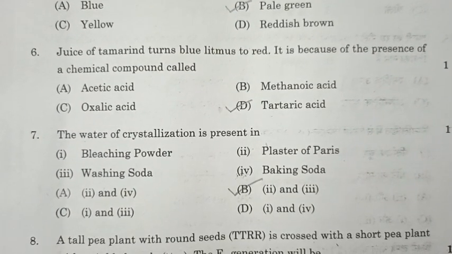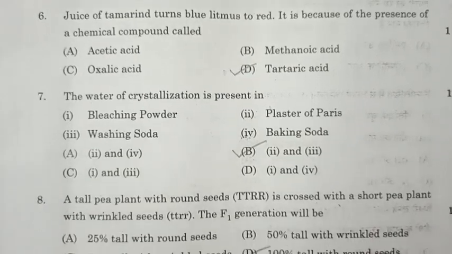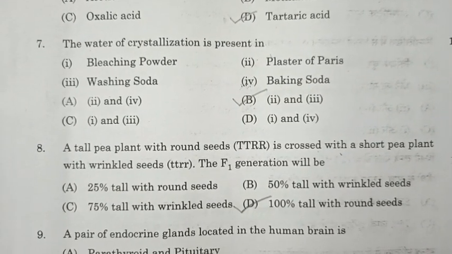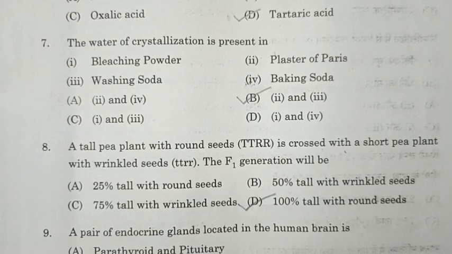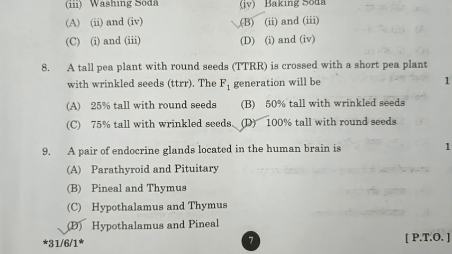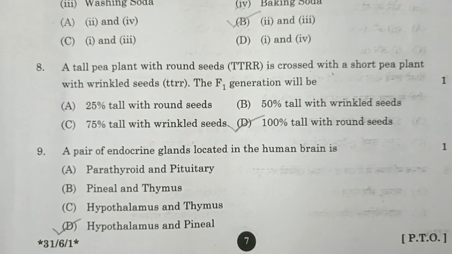Question number 6. Tartaric acid is found in tamarind, so option number D is correct. Question number 7. Option number B, second and third, is correct. That is, plaster of Paris and washing soda have water of crystallization. Question number 8. Option number D is correct, 100% tall with brown seeds.